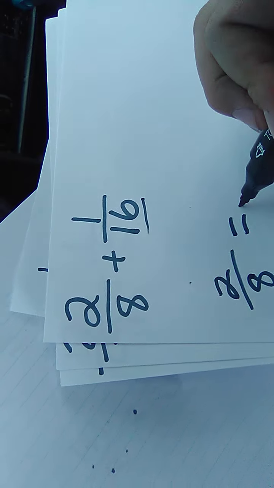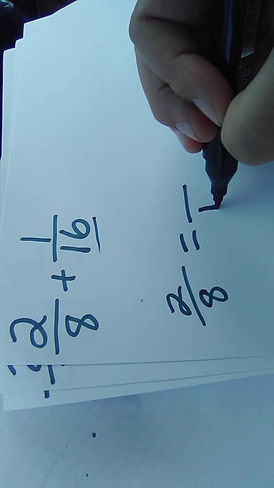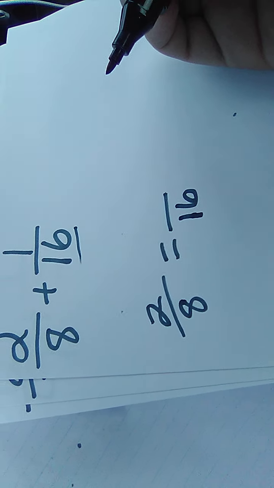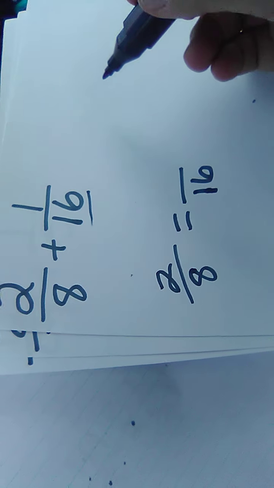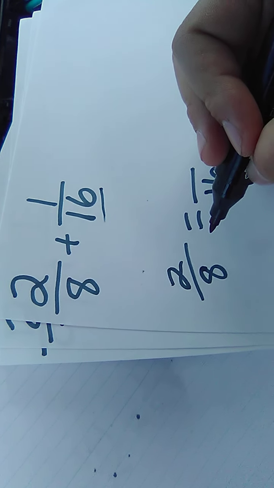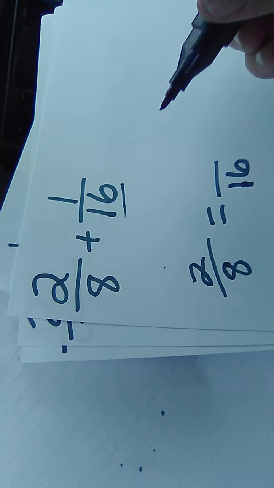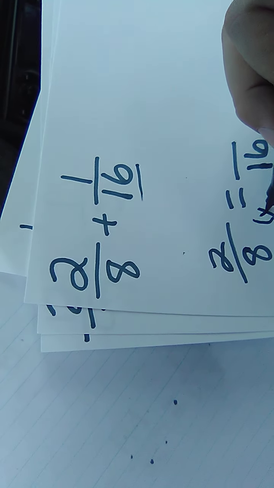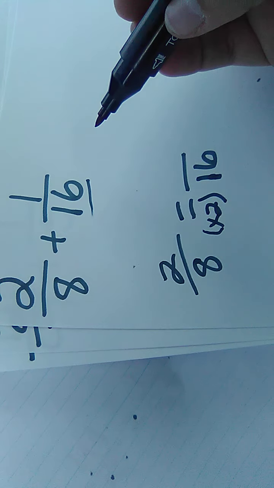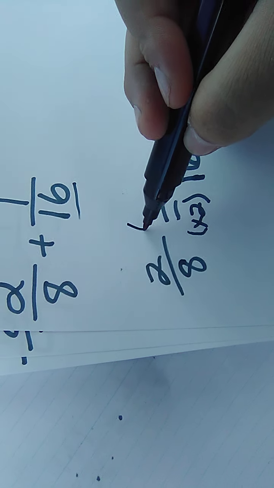Okay, and we want the denominator to be what? 16, right? We're going to keep it easy. So how did we get to here though? How did we get from an 8 to a 16? It doubled, right? So we're going to multiply by 2. And remember, what happens on the bottom happens to the top.